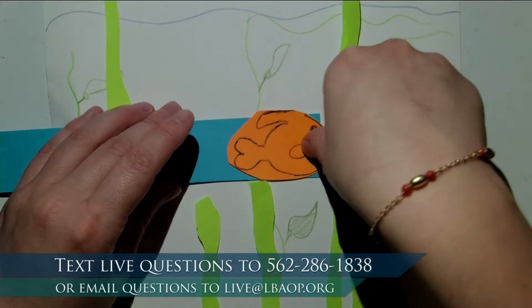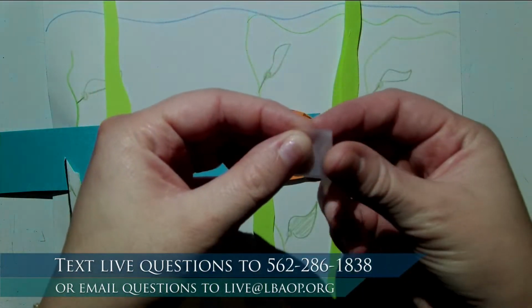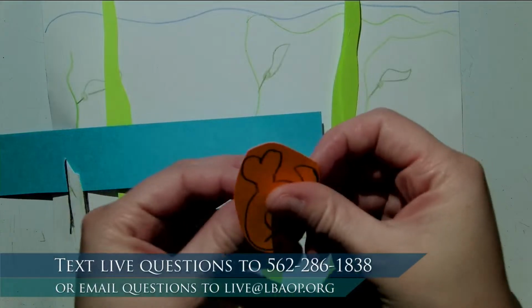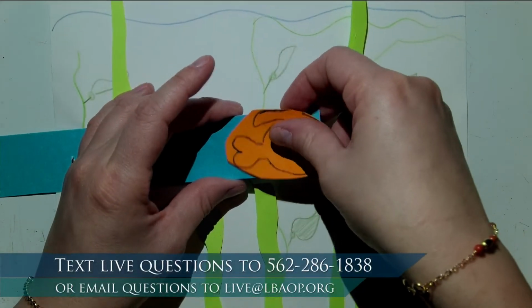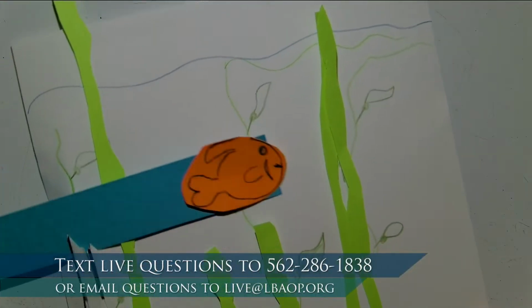And I will tape my Garibaldi to the top of our moving piece. I'm going to make a little folded piece of tape. You can also use glue if you want. There we go. Okay, so we have our moving part, which is wonderful.